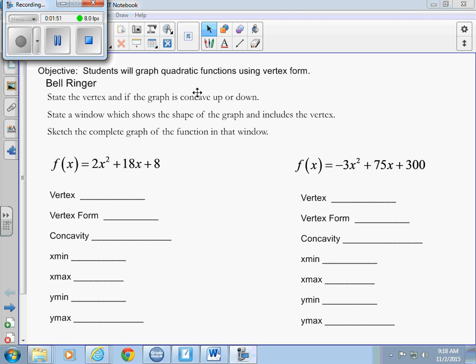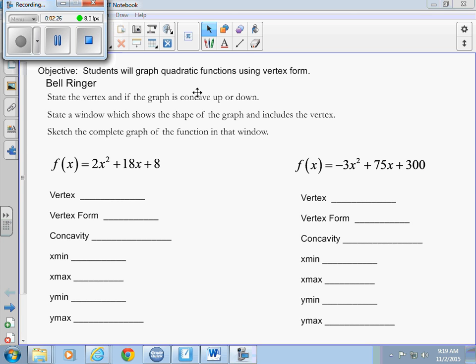All right. So let's do this over. State the vertex of the graph and whether it opens up or down. And then state a window which shows the shape of the graph and includes the vertex. Finding the vertex is key to answering this question. If you know where the vertex is and you know if it opens up or down, wouldn't that really help you set the window? One of the biggest problems with quadratic functions is people struggling to set the window. Well, if you could find the vertex by hand pretty quick, then you could set the window.